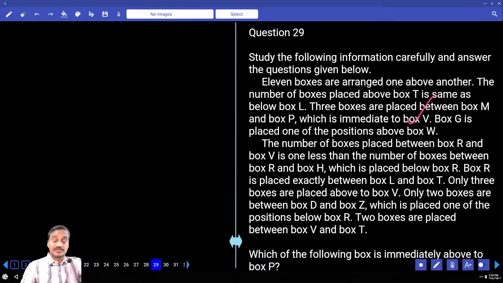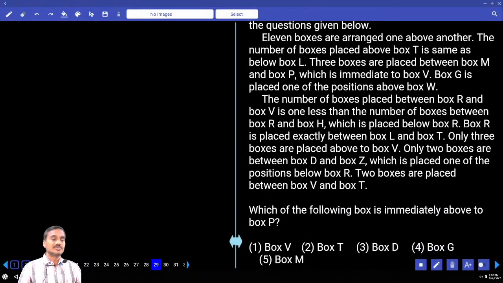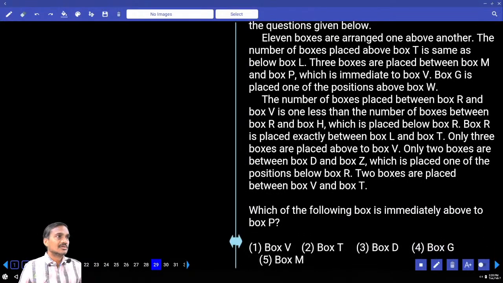Then the next one, 29 onwards. Now there are 11 boxes, arranged one above the other. In general, we take boxes as second priority, but here in this paper, it must be done first, because anyhow we have left 10 questions. So this must definitely be done first.